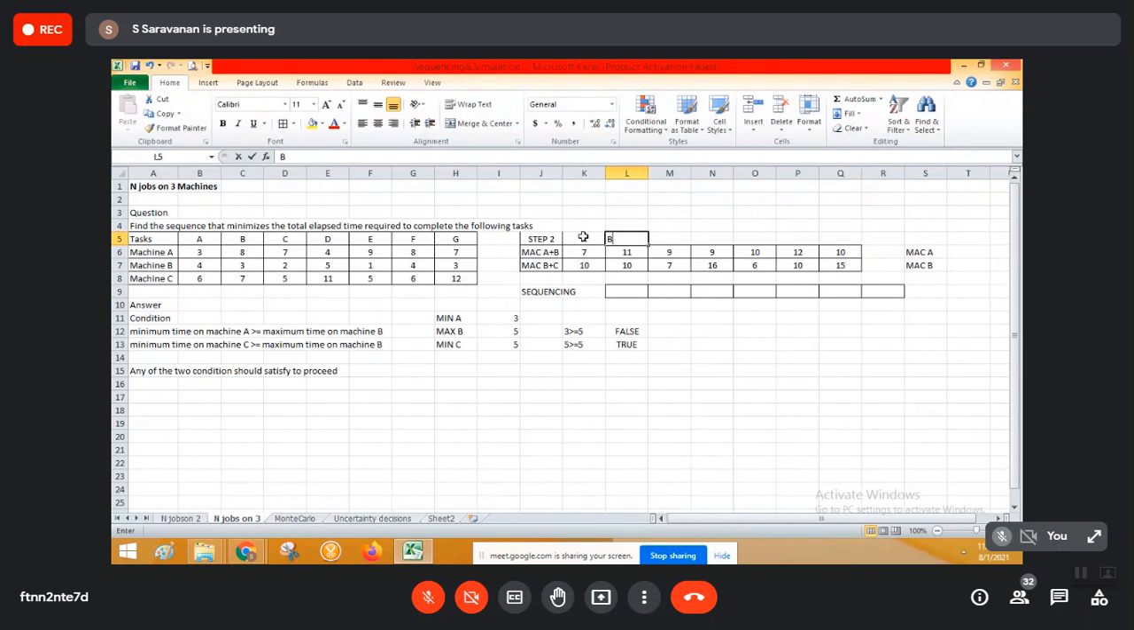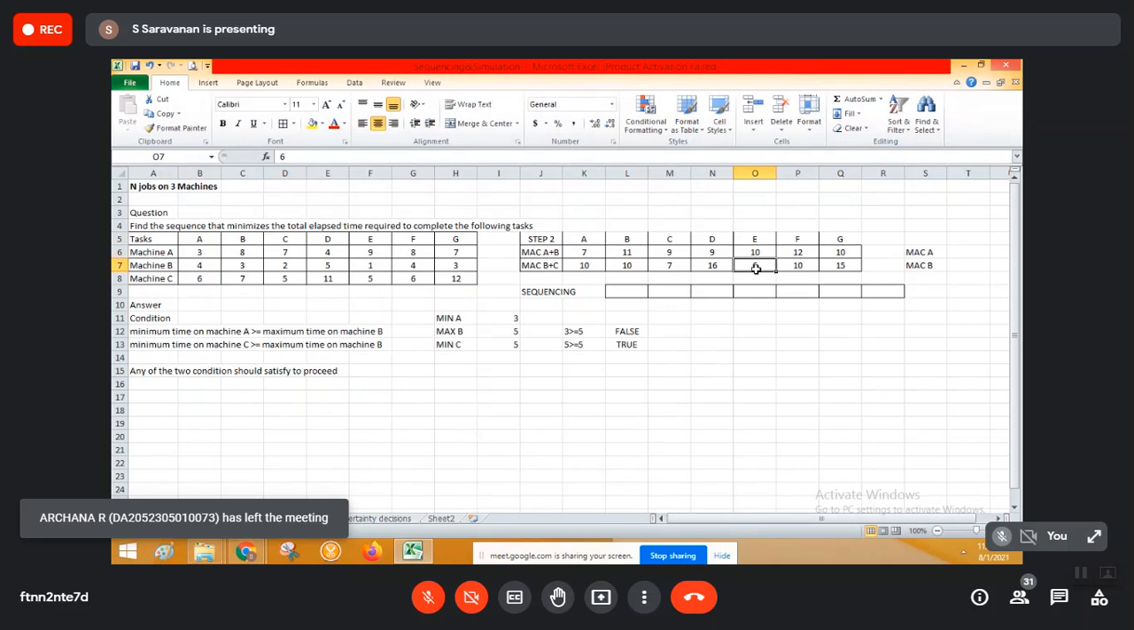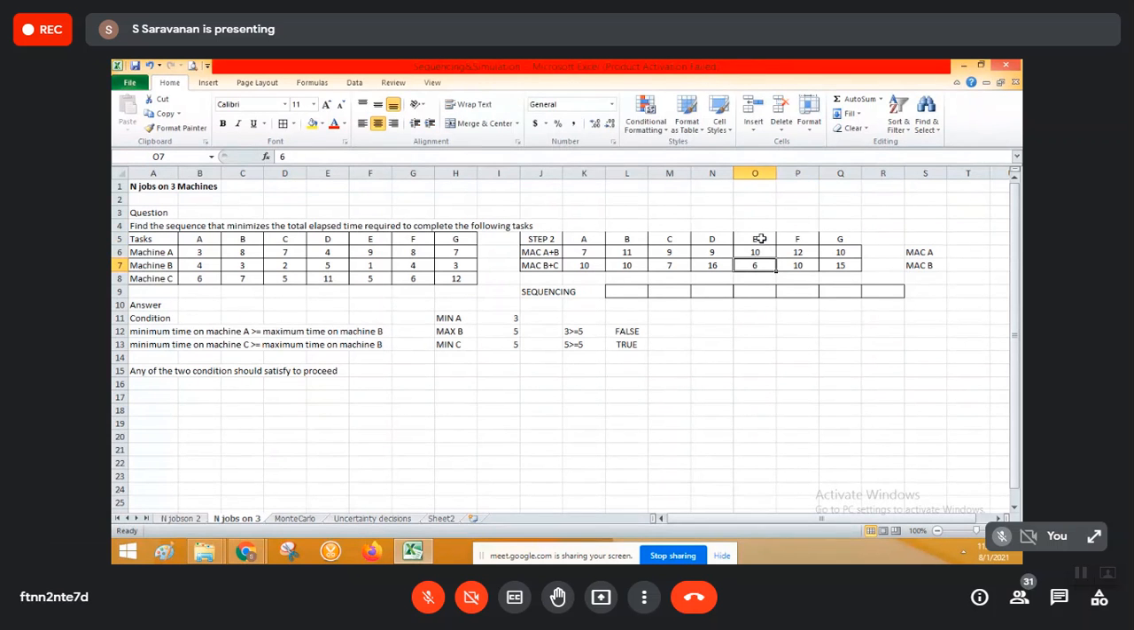So this is A, B, C, D, E, F, and G. This is what is provided in your problem. Now you said that this is the least number. So this corresponds to which specific task? E. E is lesser in which specific machine? Machine B plus C, which means the second machine. If it is the second machine or B machine, it should start from the right hand side. So E, right. We have completed this.